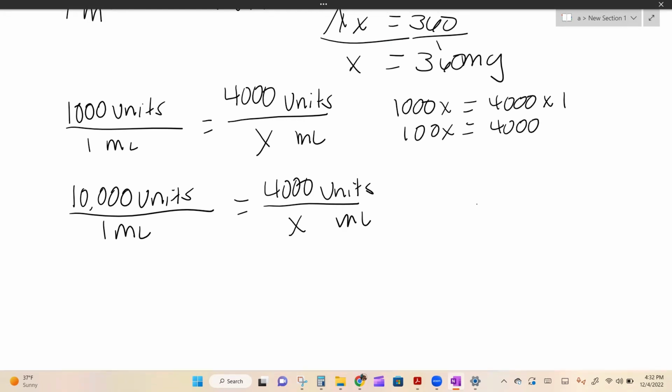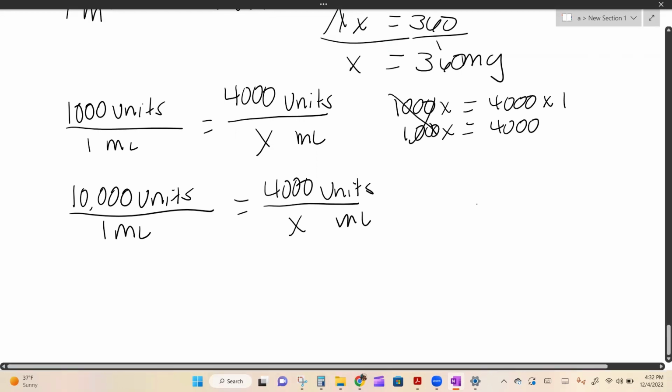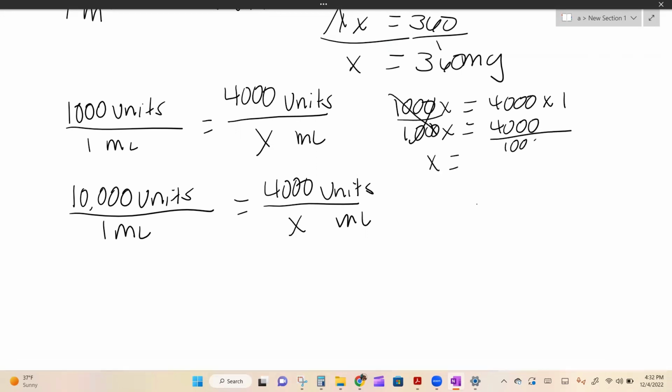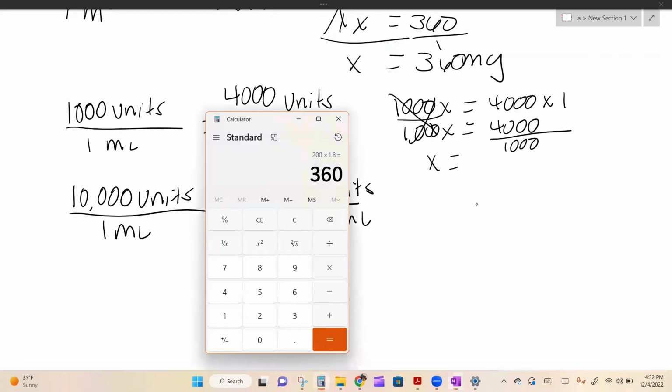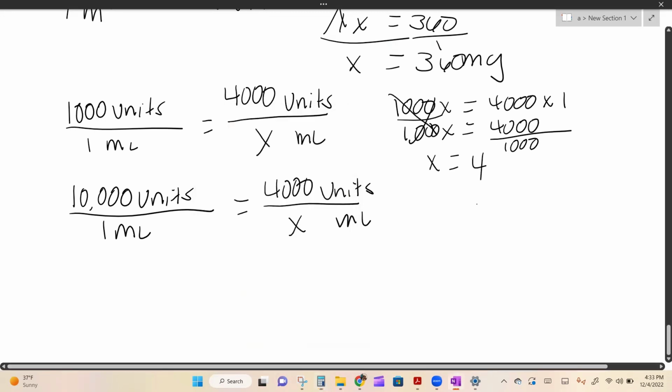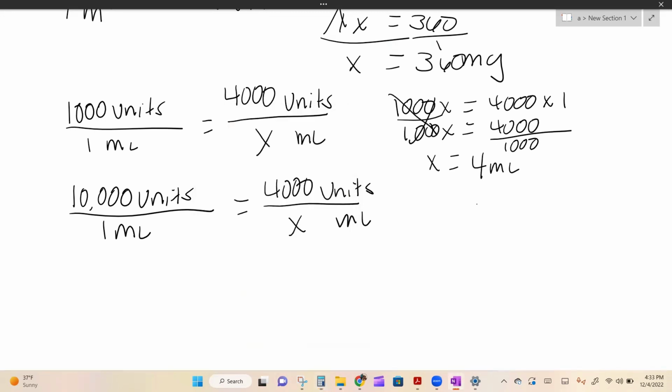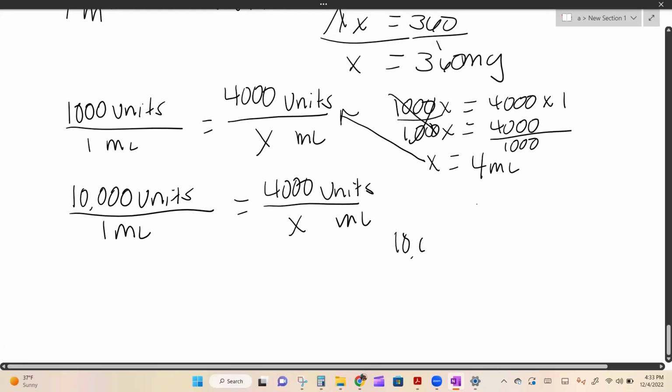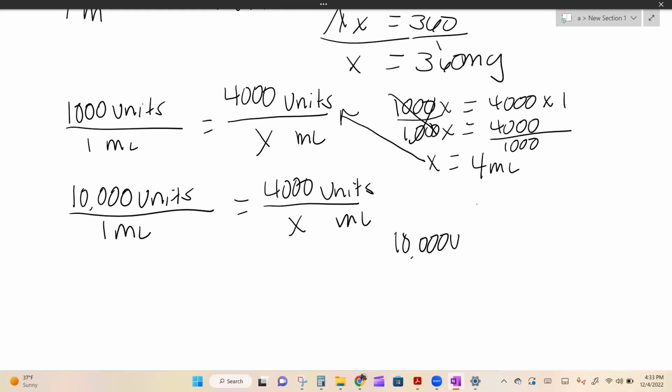And if we want to get the x alone, we have to get rid of this 1,000. So we're going to divide those, and then we'll get x alone, and we have to do the same thing to the other side. So 4,000 divided by 1,000 means we would have to give them 4 ml. So for this problem, 4 ml. Now for this one down here, we have 10,000 units.